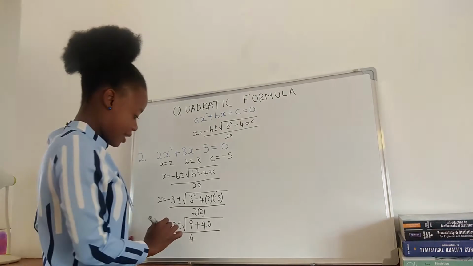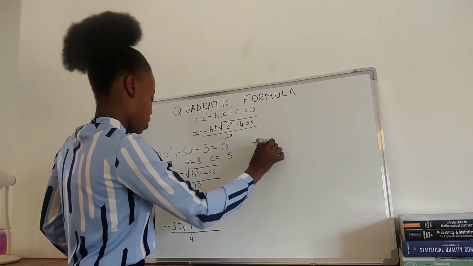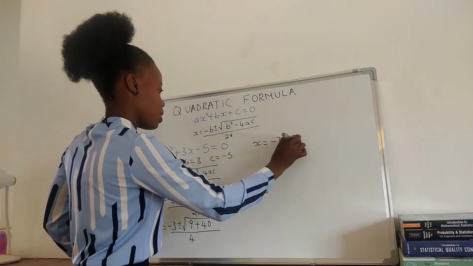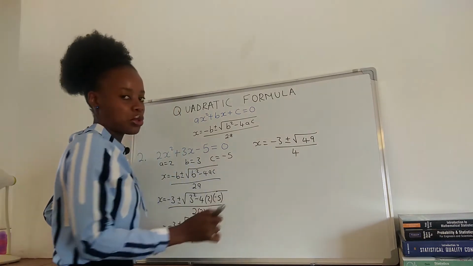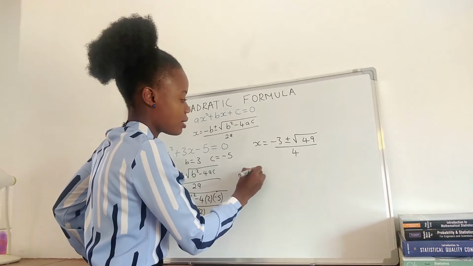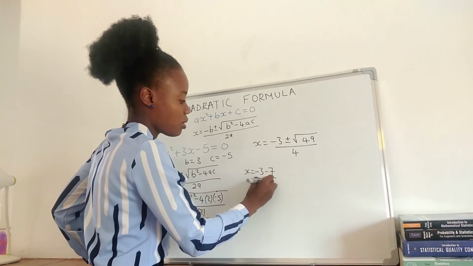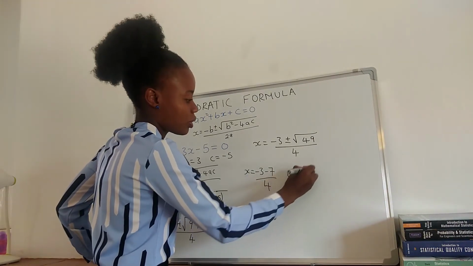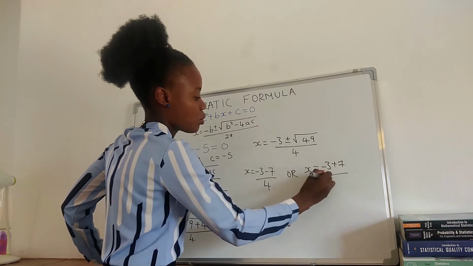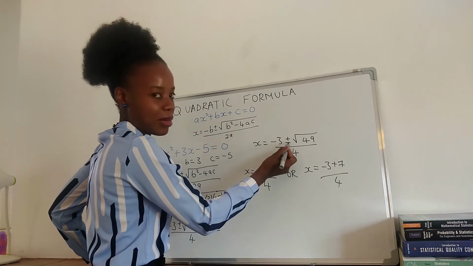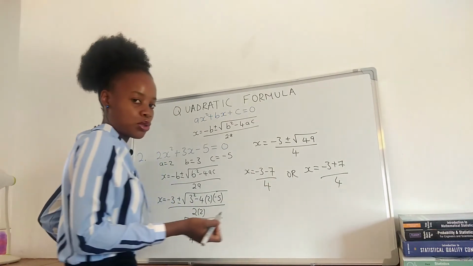When you simplify this, we're going to have x is equal to negative 3 plus or minus the square root of 49 all over 4. We're supposed to have two solutions. x is equal to negative 3 minus the square root of 49, which is 7, all over 4, or x is equal to negative 3 plus 7 over 4. Okay, we have plus and minus. One side is for plus, the other side is for minus. That's why we're supposed to have two solutions.